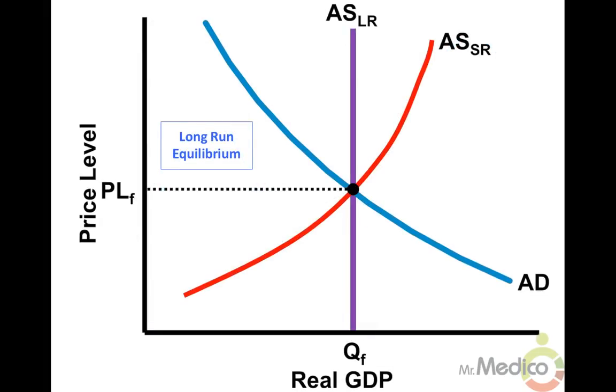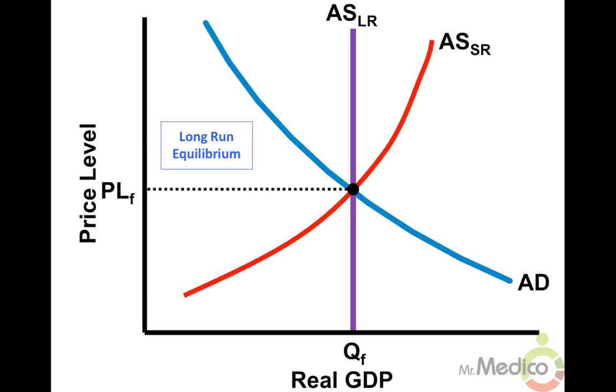All right, let's get to the meat of AP Macro. So now it really boils down to AD-AS, which is a major model on the AP exam. So we're going to really focus on AD-AS, money market, loanable funds, Phillips curve. Those are probably going to be the 4 power players going forward.